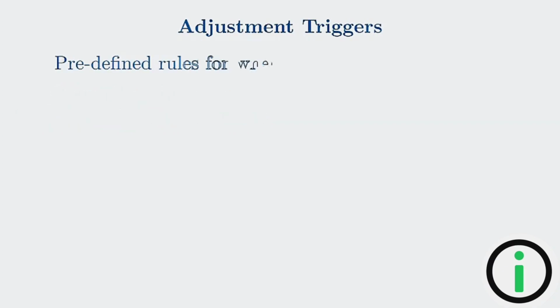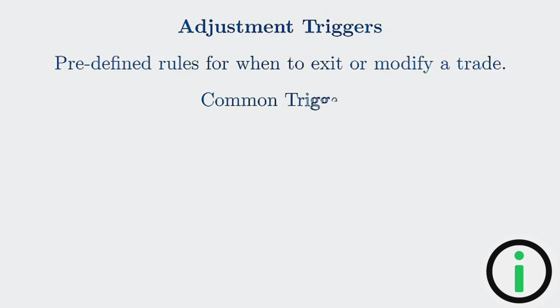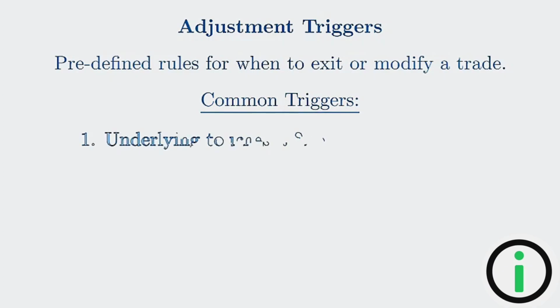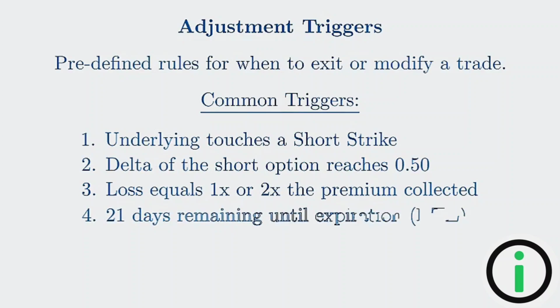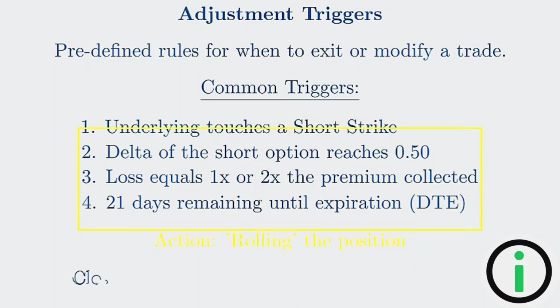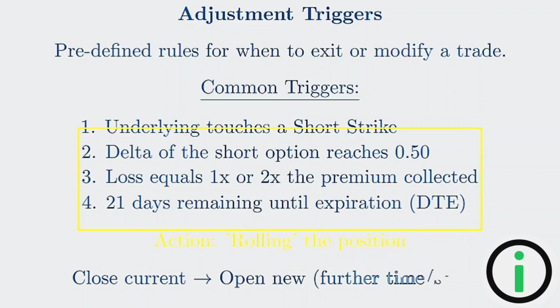Selling options is not a set-it-and-forget-it business. To be successful, you must have a plan for when things go wrong. These are called adjustment triggers. Most professional traders don't wait for expiration. They manage their risk when the market reaches a certain point. If a trigger is hit, you might roll the position. This involves closing your current trade for a loss and simultaneously opening a new one further out in time, or at a different strike price to collect more premium and give the trade more time to work.